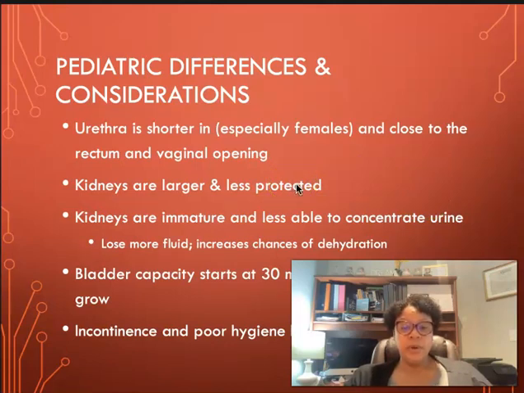When infants are born, the kidneys are immature and are less able to concentrate urine. They also lose fluid more easily, so they become dehydrated as well. That's kind of referring back to the other chapter that we talked about, some of the reasons why infants specifically have greater heat loss, thermoregulation issues, as well as fluid loss.